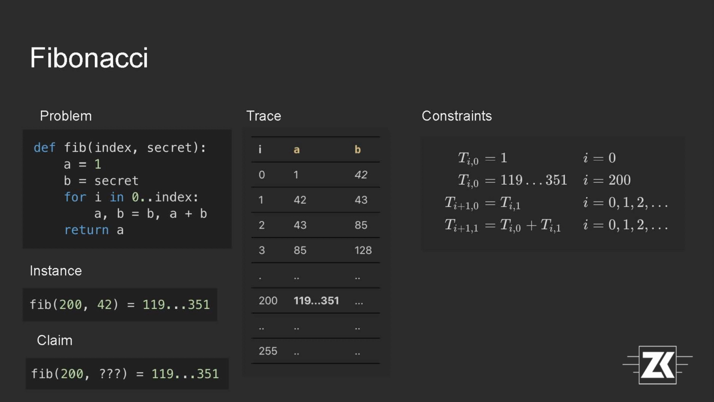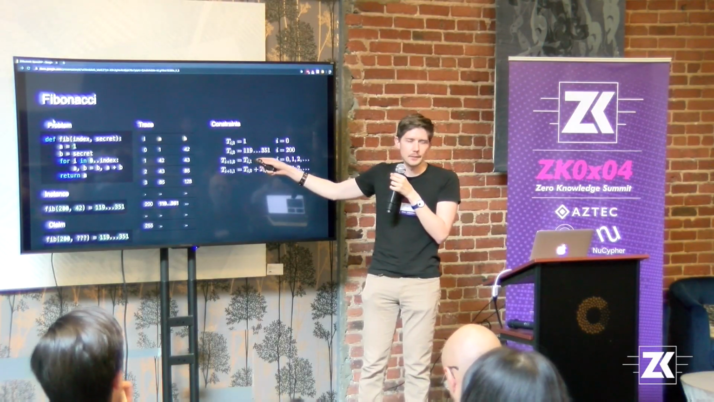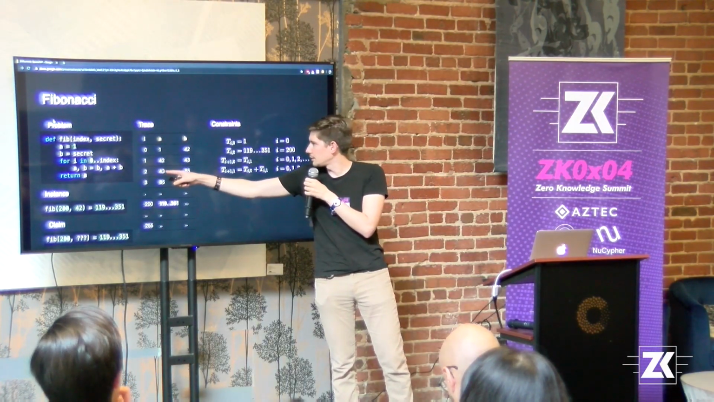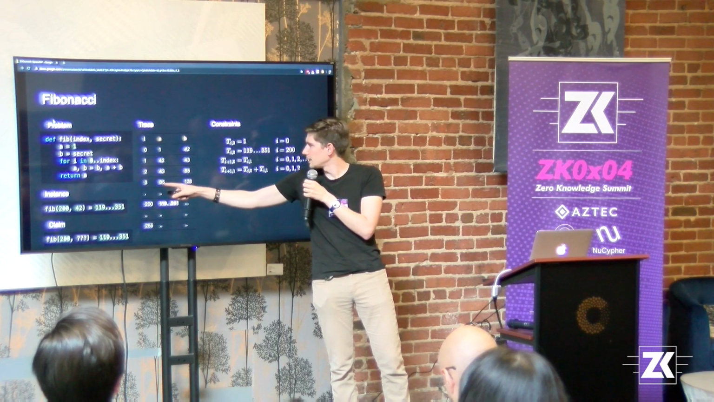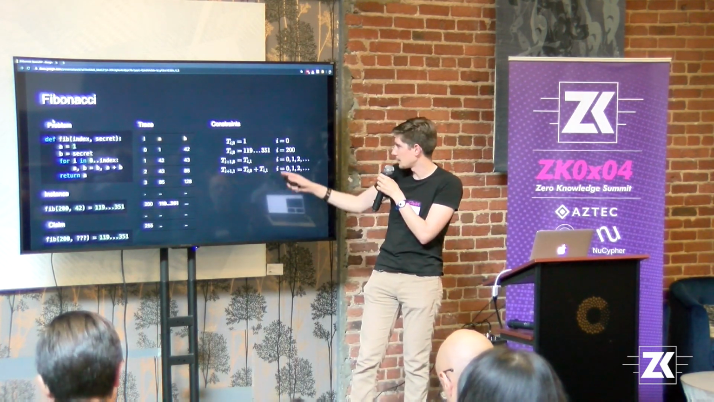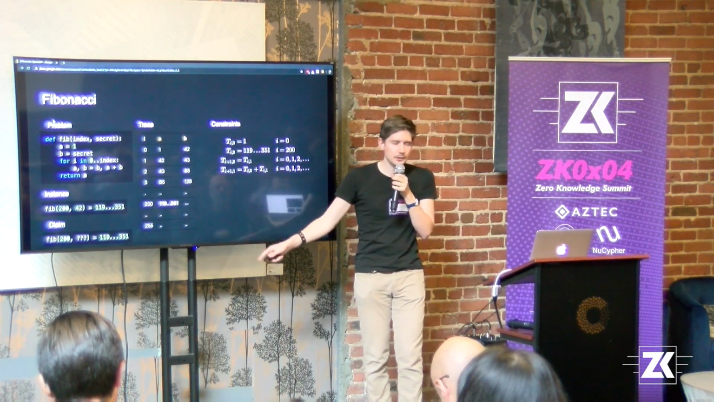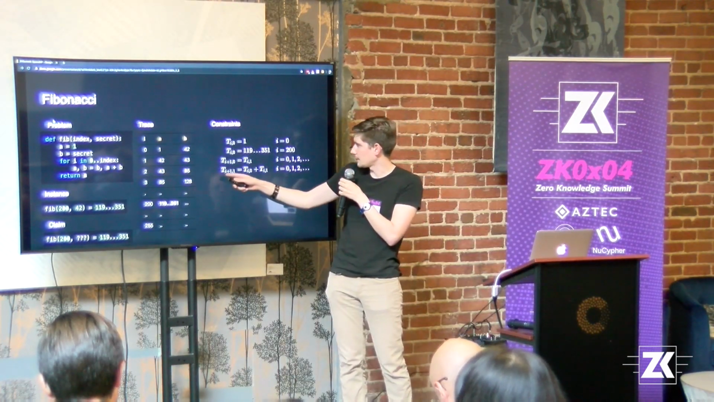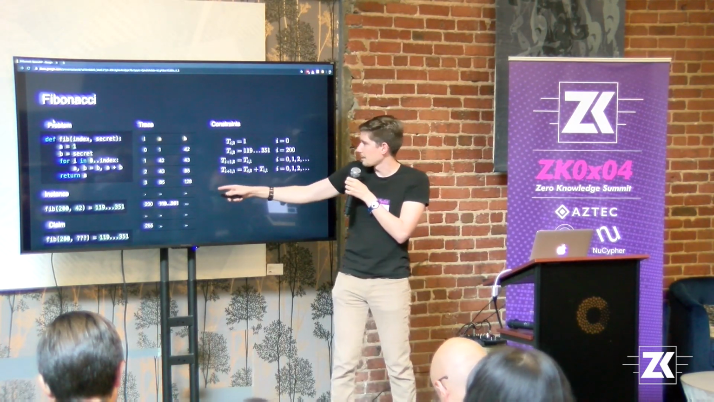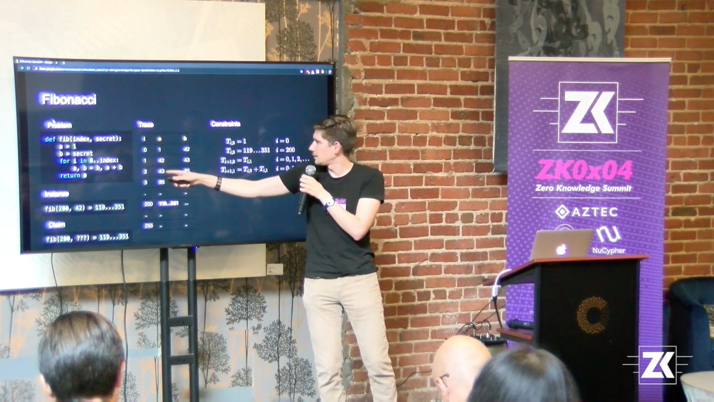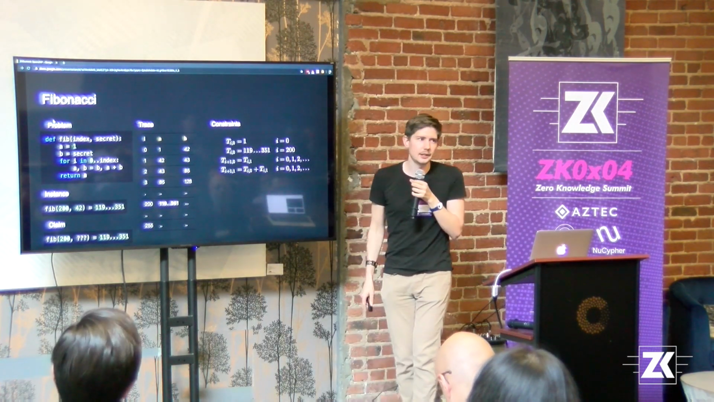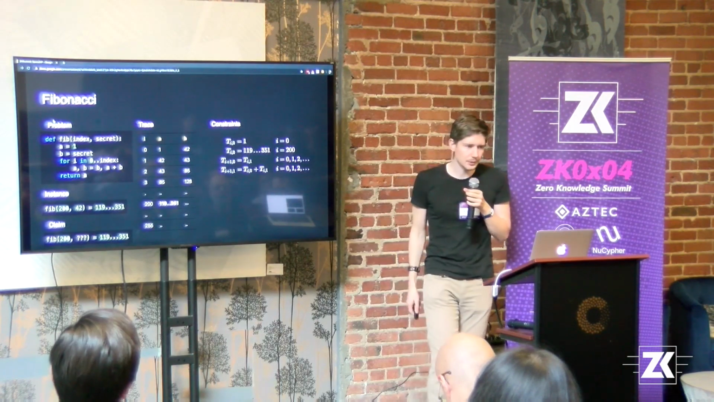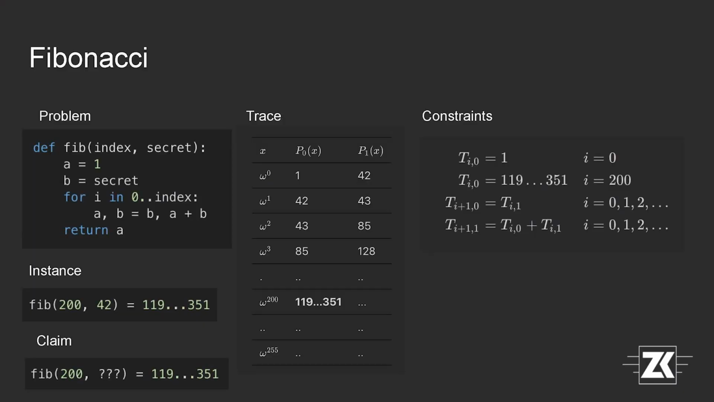And then we have state transition constraints. What we need is that row i plus 1 at column 0 needs to equal row i column 1. So this value here needs to equal this value here needs to equal this value, and so on. This needs to hold for all the rows. And then we have a constraint that says this value here needs to equal the sum of these two. That's this little thing here. Again, it needs to hold on all these rows.